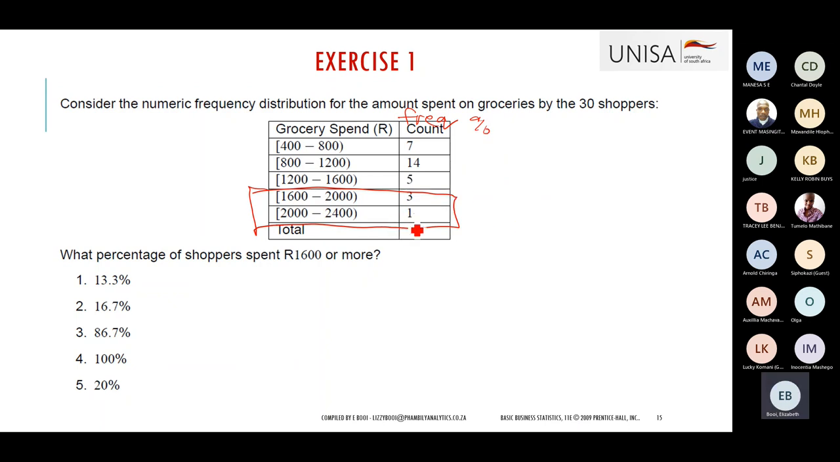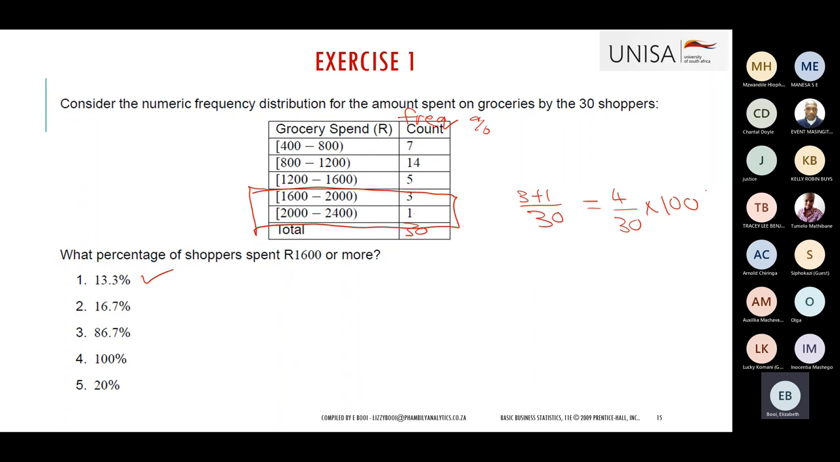You can calculate the percentage, but we know that these are 30, all of them. Since I've got 2 classes, it's 3 plus 1 divided by 30, which will be 4 divided by 30. So the answer is? 13.3%. That will be 13.3%, because you also need to make sure that you multiply by 100. Multiply the answer by 100, and that will give you that answer.